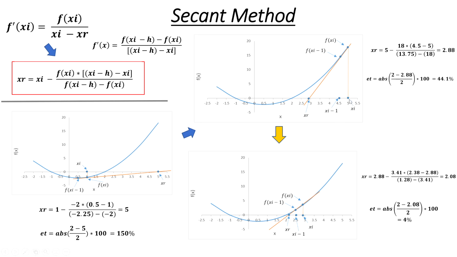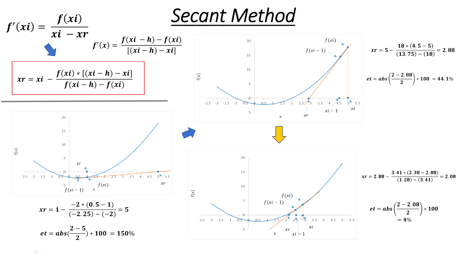So here we have 5, we have f of xi. From this equation, f of 5 is 18. In this case, f of 4.5 is 13.75. So we have the difference between these 2 function values, and in the denominator the difference between these 2, which is 4.5 minus 5, and this is the function value 18 for 5, and xi here is defined as 5. If we use this equation, we have an xr of 2.88, which is a much better approximation than what we had previously with 5, and that reduces the error from 150% to 44.1%. So let's go for a final iteration for this lesson.